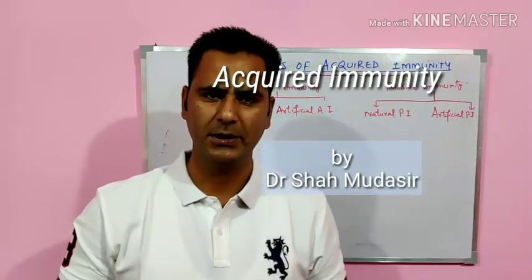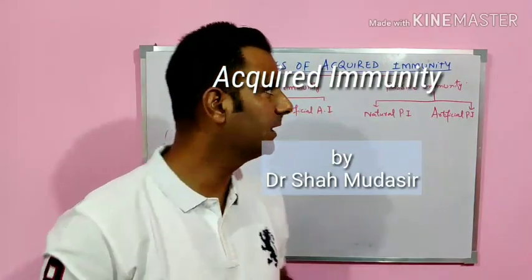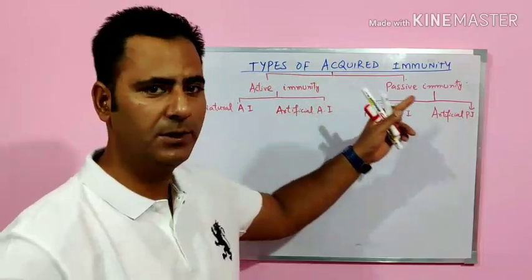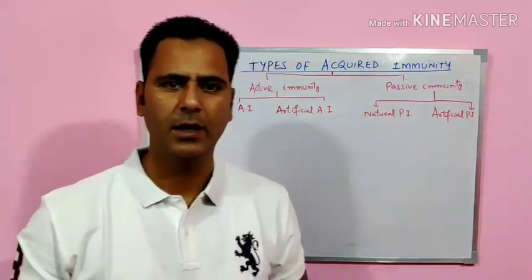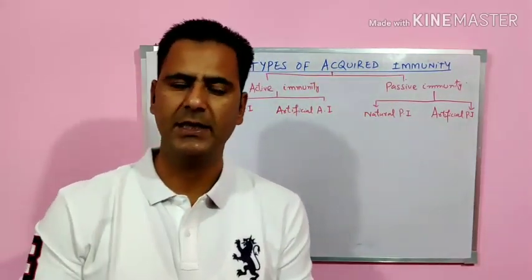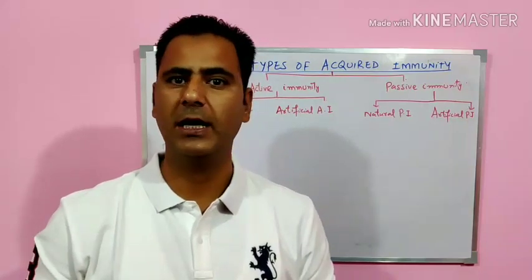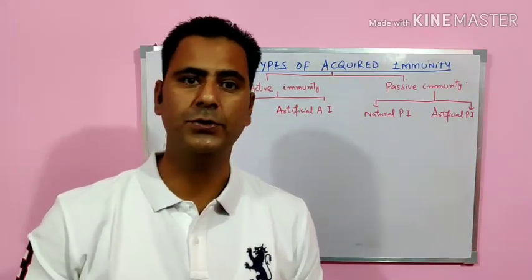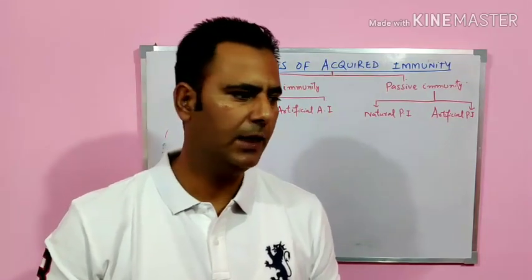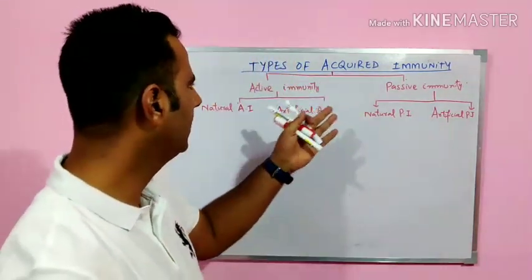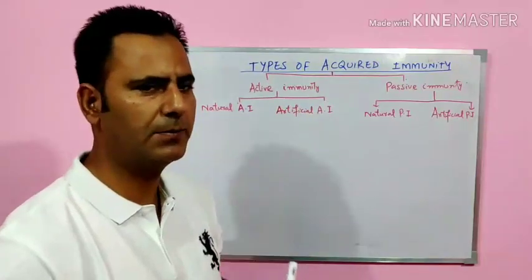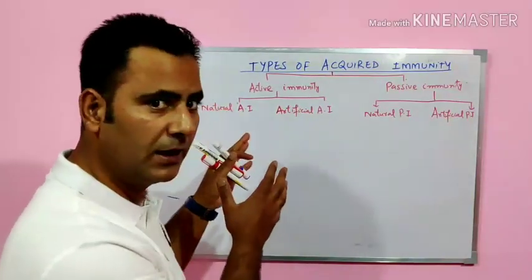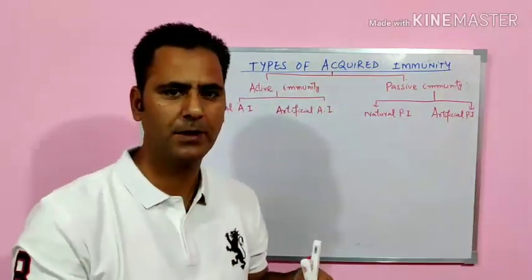Mudasir. Today in this video tutorial, we will be discussing types of acquired immunity. As we know, acquired immunity has other names also. It is sometimes called specific immunity. It is sometimes called adaptive immunity. And this type of immunity is broadly divided into two types. One is active and the second is passive.